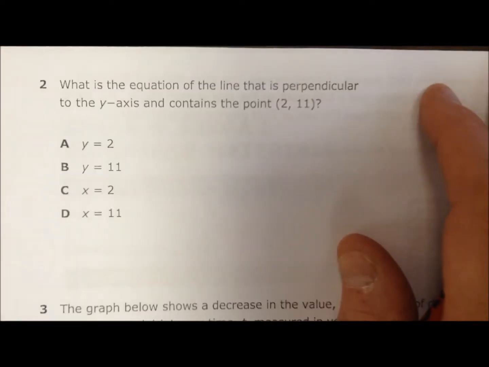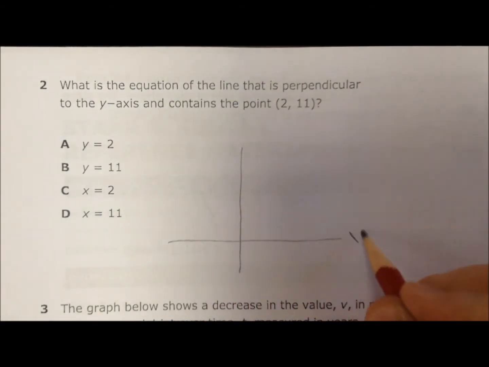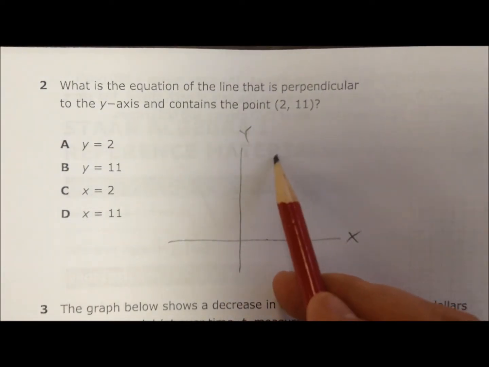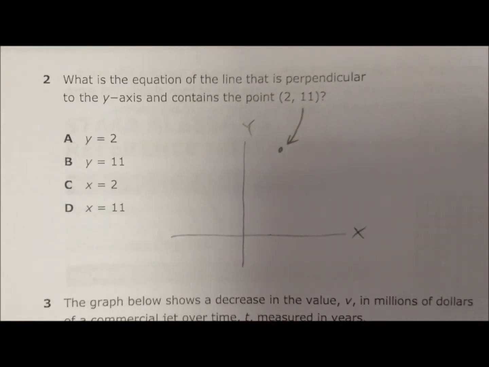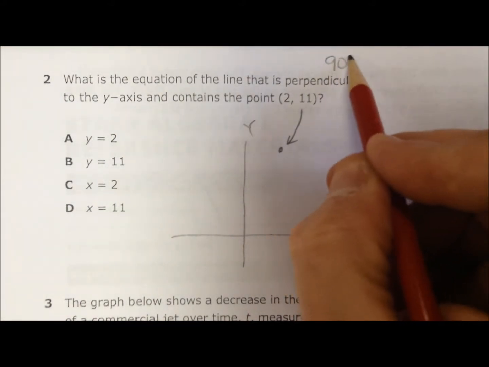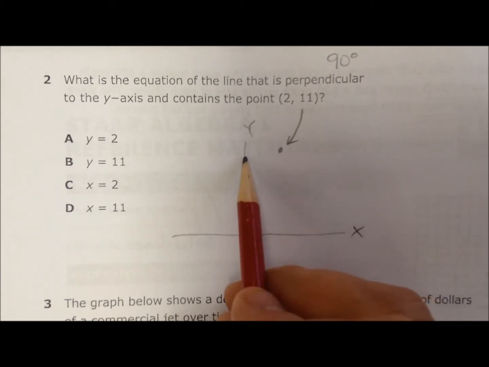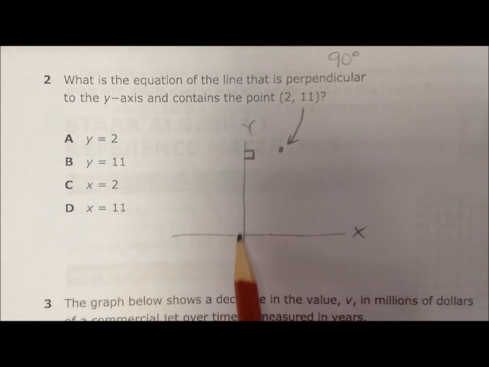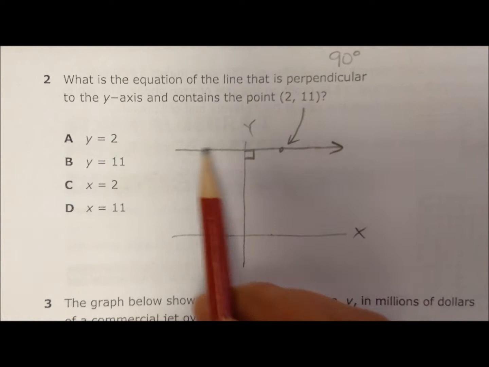Problem number 2. I want you to sketch this out. We have an XY axis and we have a point that is (2, 11). Let's say point (2, 11) is right there. Okay, we want to be perpendicular. That means that we want to be a 90-degree angle to the y-axis. So if I'm going to have a little box here for a 90-degree angle to this line right here, I want something that looks like that.